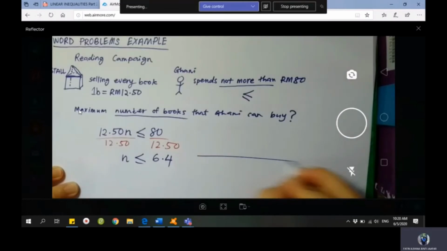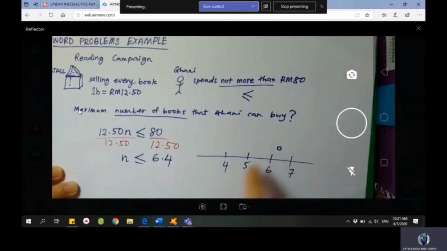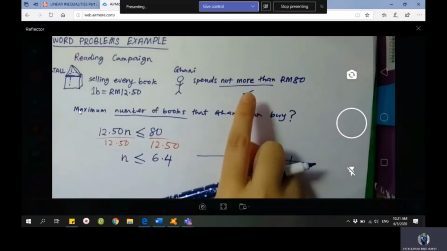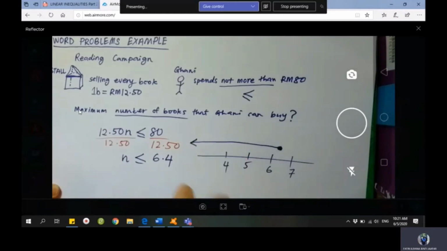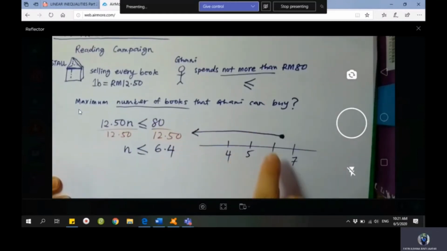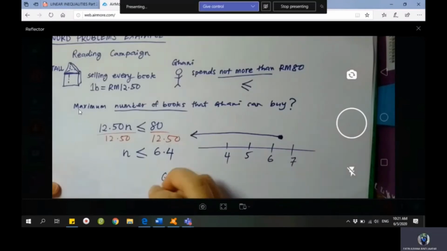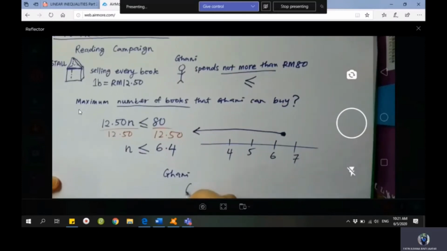In a number line, 5, 6, 4. Okay, so 6.4 ada dekat mana? 6.4 ada dekat sini. Okay, so 6.4 ni sebab dia ada equal, so kita kena shadedkan dia. So not less, not more than maksudnya tak boleh lebih, so dia akan ke kiri. Okay. So maximum number of books that Gani can buy adalah 6.4 ni lah. Tapi mana ada buku yang jual 0.4, betul? So kita akan bagi tahu Gani, maximum number of books that Gani can buy adalah 6 books sahaja.